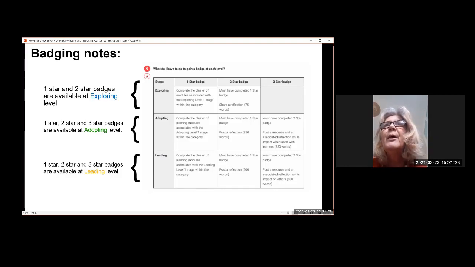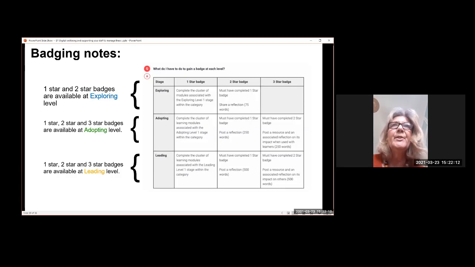So you can see the table there across the top. We've got 1-star, 2-star, and 3-star. So you can earn a 1-star badge, and to do that, you need to complete a cluster of modules in a module area. And once you've done that, you're then encouraged to go on to take a 2-star badge, and this involves sharing a reflection about how you intend to or have applied the learning to your particular context, to your learners. And once you've completed a 2-star badge, then you can go on to a 3-star badge, and this involves putting together a resource, developing a resource, and then submitting a reflection.